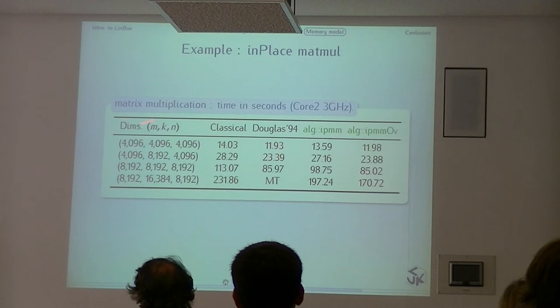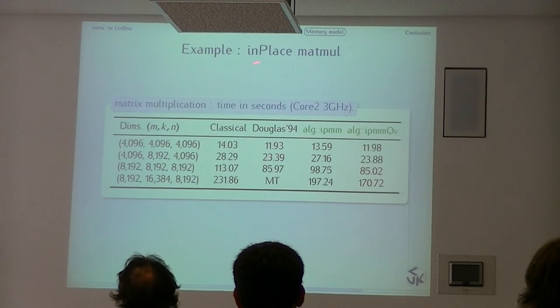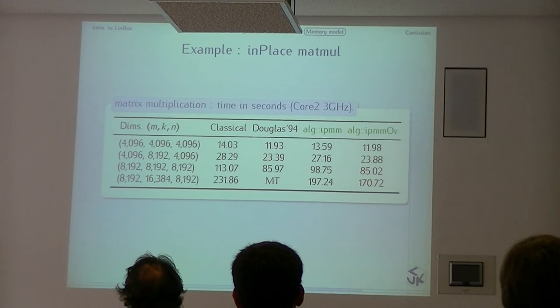This is another example about the memory model. He wrote an algorithm that can do matrix multiplication in subcubic time and without extra memory. And we implement it in this memory model, so we know that we are using the memory that we want. And actually it works.